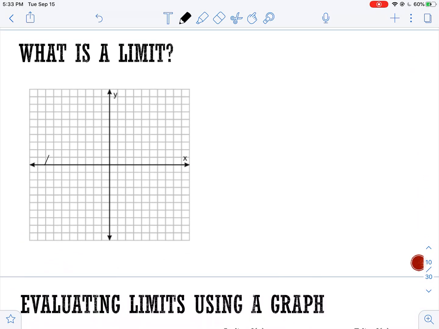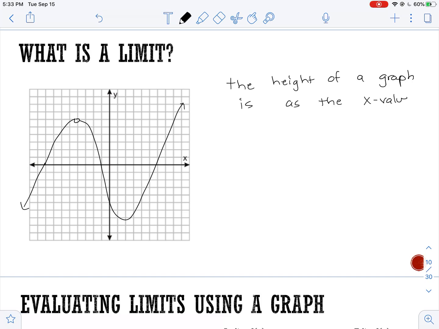So what is a limit? So if we were to just sketch a graph, it doesn't have to be anything special. This could just be my graph. A limit is what the height of a graph is as the x values get close to a given number. So it's what the height of the graph is going to be, or what it approaches, as your x values get close to a given number.